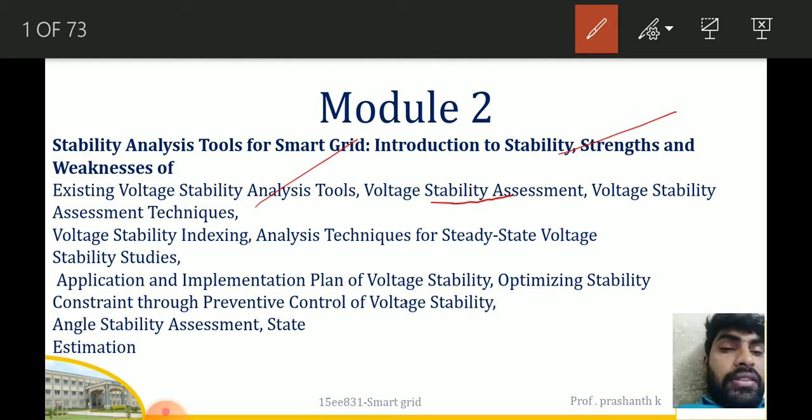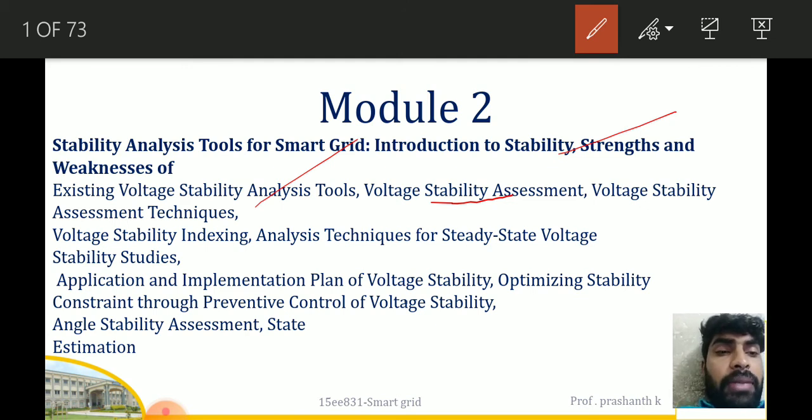Voltage stability indexing. Here also some indices will be there, to be able to keep the system stable. Analysis techniques for steady state voltage stability studies. See here, there is a constant steady state. Steady state means constant, there is no dynamic behavior in steady state voltage stability analysis. So we have to maintain the power supply system constant. That also we are going to discuss here.